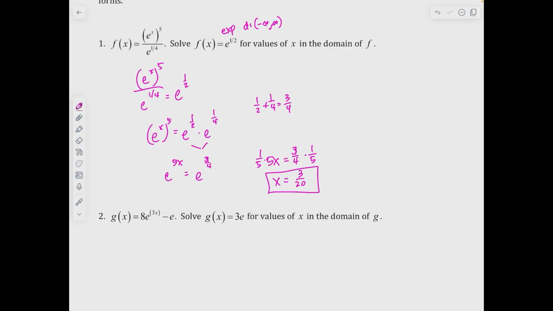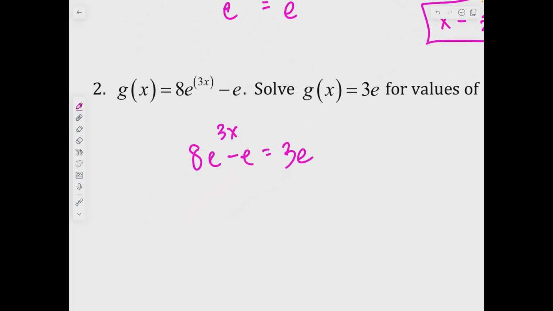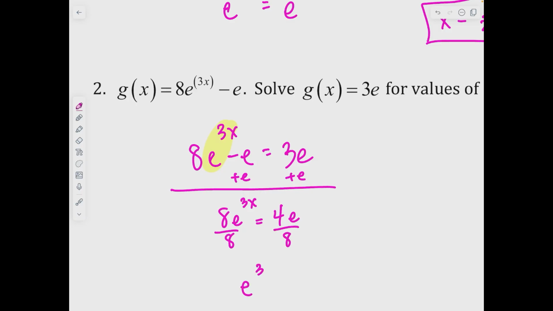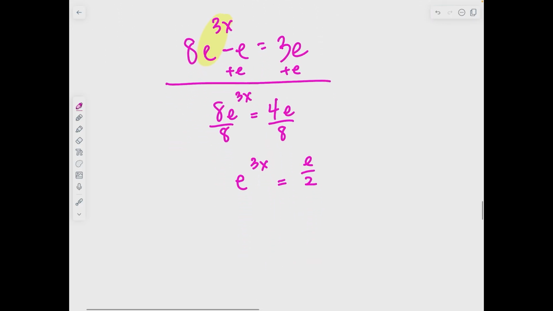For the second one, g of x equals 8e to the 3x power minus e is equal to 3e. Okay, I want to get the base by itself, so I'm going to add e to the other side. So I have 8e to the 3x equals 4e. I'm going to divide everything by 8. So e to the 3x is equal to e over 2.